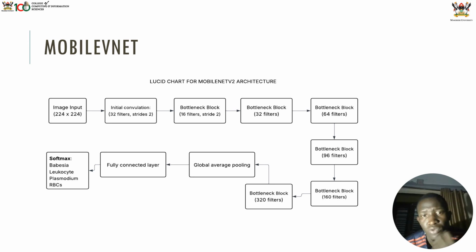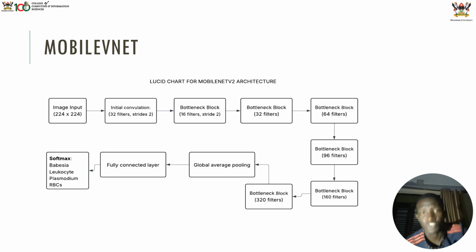This is the simplest block with minimal expansion. It begins feature learning while keeping the computation low. Then you have the bottleneck blocks for different filters such as from 32 to 64. These blocks expand feature maps, apply depthwise convolution, and then compress them. This helps to capture more complex features while keeping the efficiency.